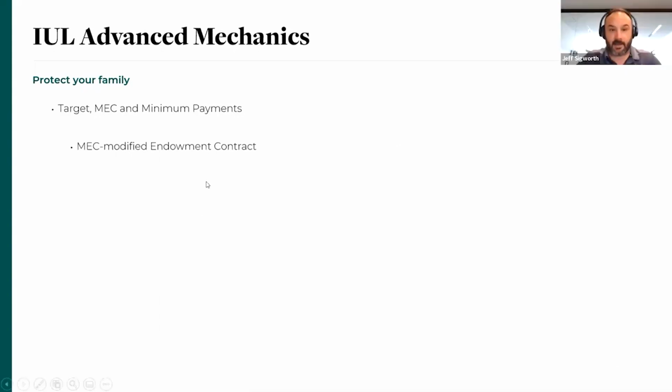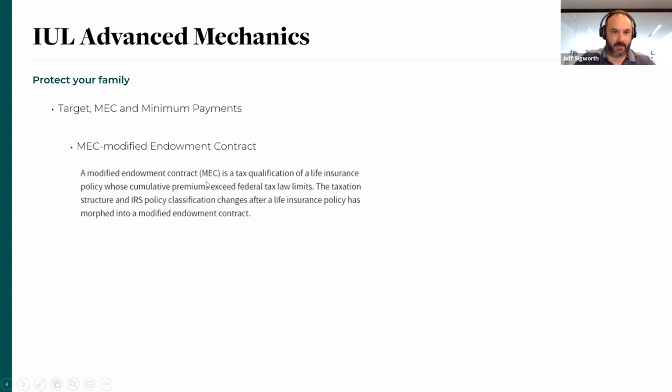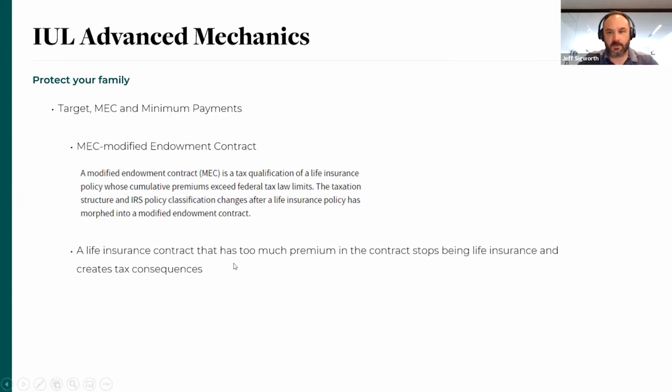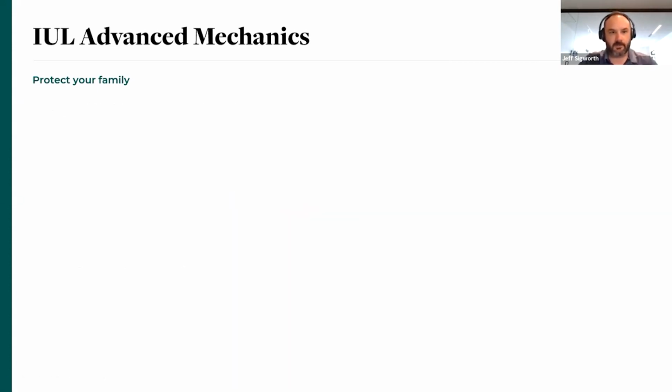So that's what a modified endowment contract is. This is worded much better than what I said, but you can see it's when a life insurance policy has morphed into an investment. Too much premium stops being life insurance and starts being an investment. Who can tell me what target premium is?